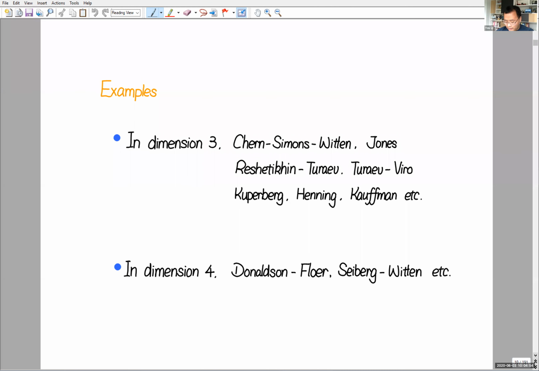Unlike in dimension 3, where many of the previous examples have combinatorial constructions, in dimension 4 most of these examples are gauge theoretical in nature. They're defined using very hard analysis, and it's not really easy to compute any of these explicit topological quantum field theories.